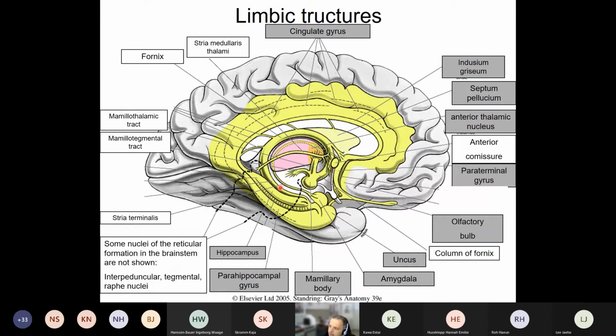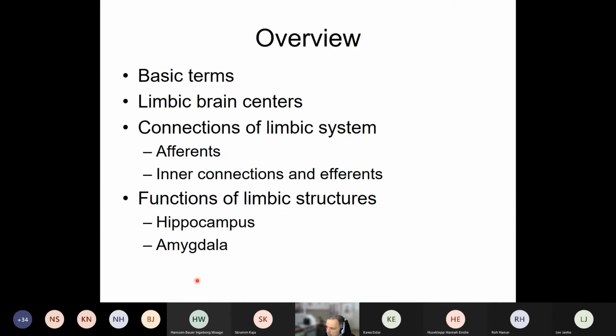And importantly, here, this dotted curve or line would like to represent the brainstem, and it's not highlighted with yellow color in this drawing, but inside the brainstem we also have some nuclei which could be listed as limbic structures, like interpeduncular, tegmental, and raphe nuclei. The raphe nuclei you are already familiar with from earlier lectures on the brainstem, in the reticular formation. You could hear about these centers. Each of which has its own significance, and I have only limited time, so I cannot go through all these systematically, but I try to summarize the most important things.